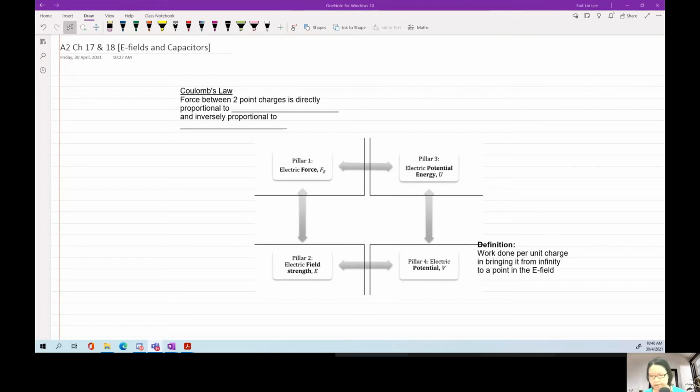This is a review session, speed running through the A2 syllabus because why not? We are going to review the important ideas about electric fields and capacitors. These ideas are in chapters 17 and 18 in your A2 syllabus.